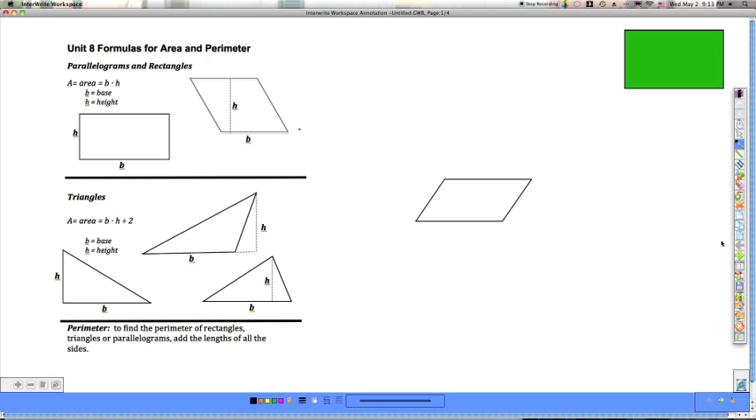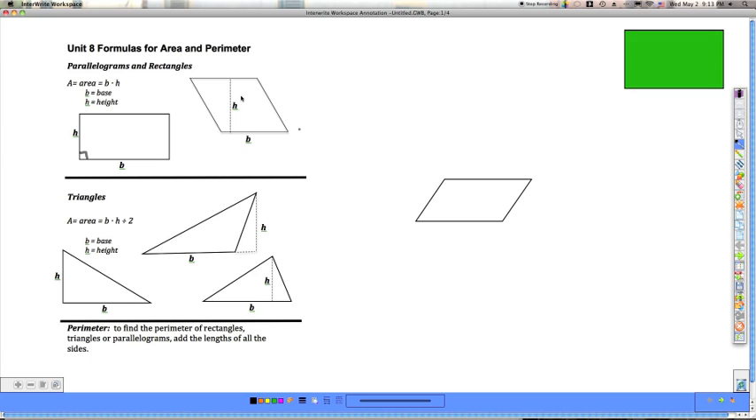Well, we got some formulas, and we started out with parallelograms and rectangles. There's our rectangle, the base, and the height, the distance up vertical from the base. That has to be a 90-degree angle there, with a rectangle that is. So I can just do base times height to get the area of that rectangle.